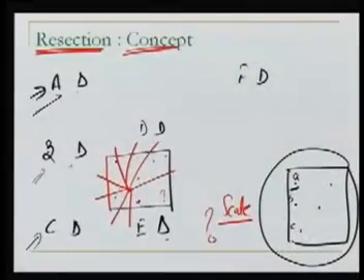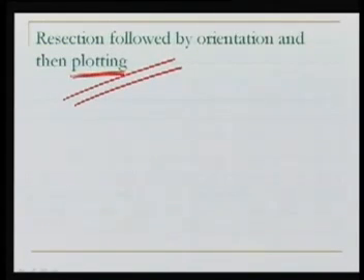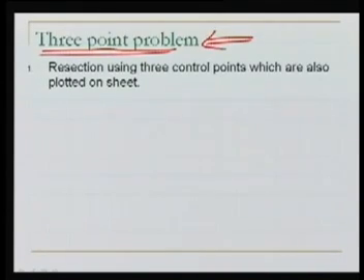So resection is a very, very important thing. Now we have seen that plotting will be followed by orientation and resection. We are looking into now how to handle this problem. If we have 3 points known, this problem of resection is called the 3-point problem. Why is it called the 3-point problem?